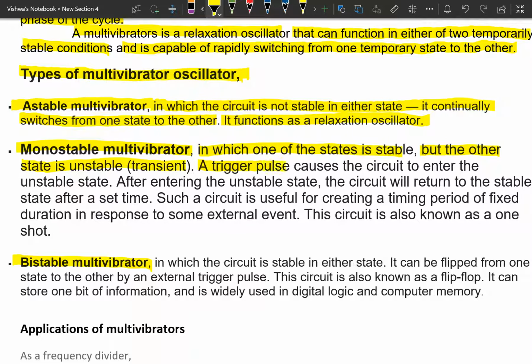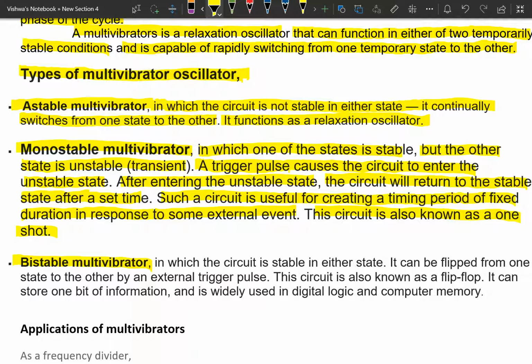A trigger pulse causes the circuit to enter the unstable state. After entering the unstable state, the circuit will return to the stable state after a set time. Such a circuit is useful for creating a timing period of fixed duration in response to some external event. This circuit is also known as one shot, because one state is stable and the other state is unstable. Then we need a triggering pulse, so that is the input. Using this triggering pulse we can set the time period.